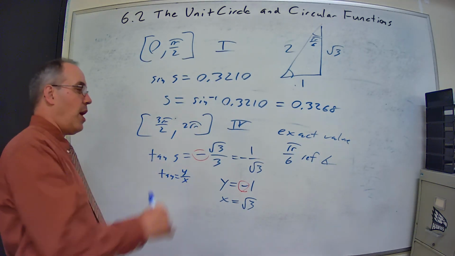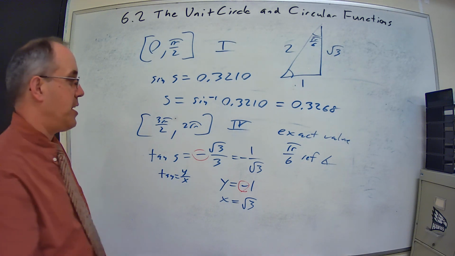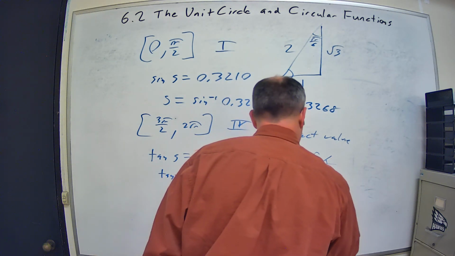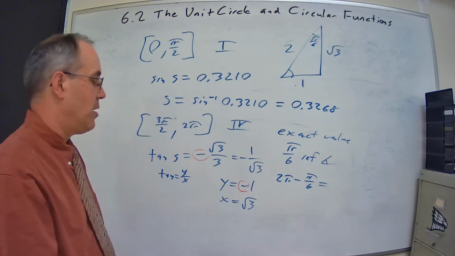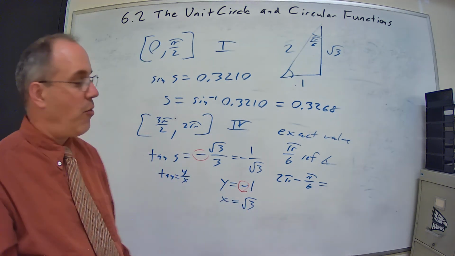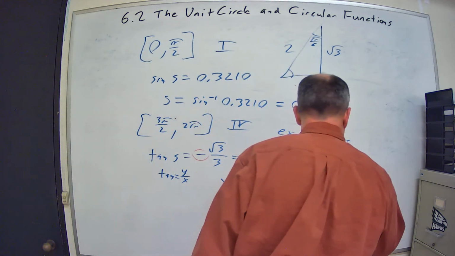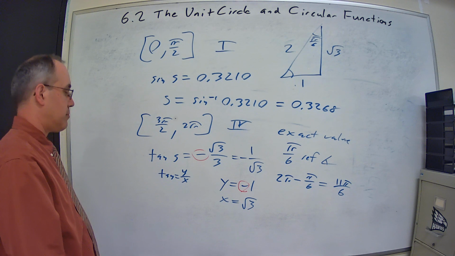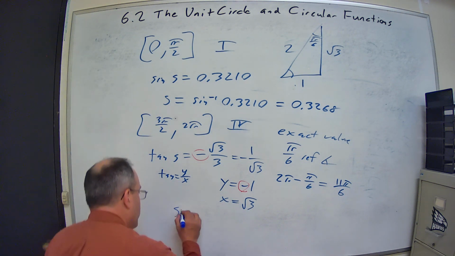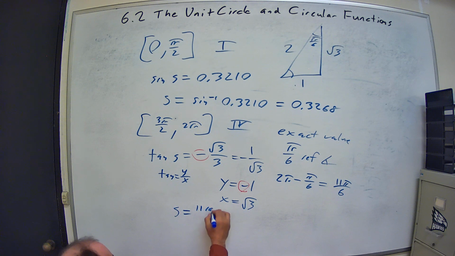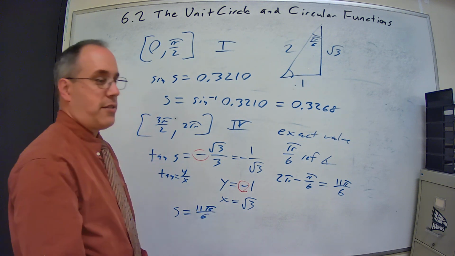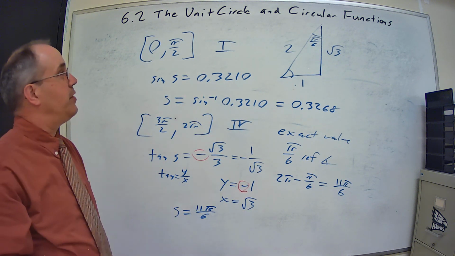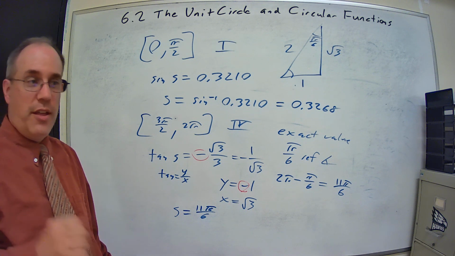If I'm in the fourth quadrant, then my angle is going to be 2 pi minus pi over 6. 2 pi is 12 pi over 6, so 12 pi over 6 minus pi over 6 is 11 pi over 6. So s is equal to 11 pi over 6. And that's going to be the end of this video on the unit circle and circular functions. There will be a second part.